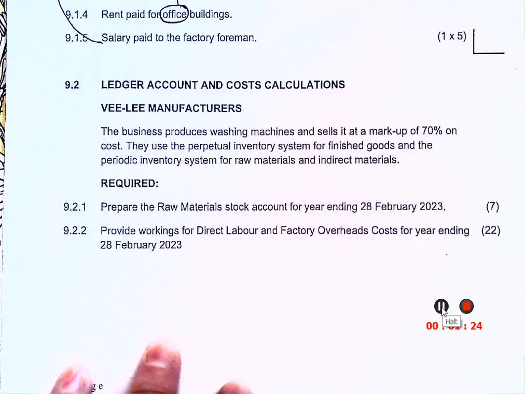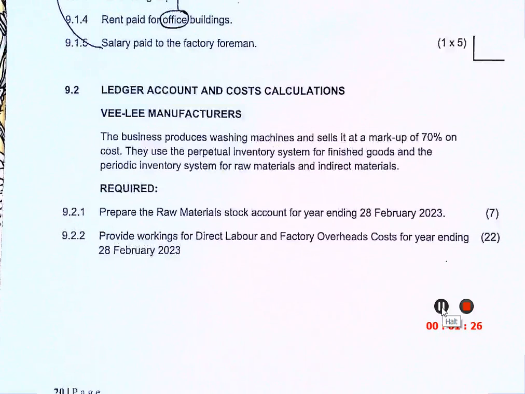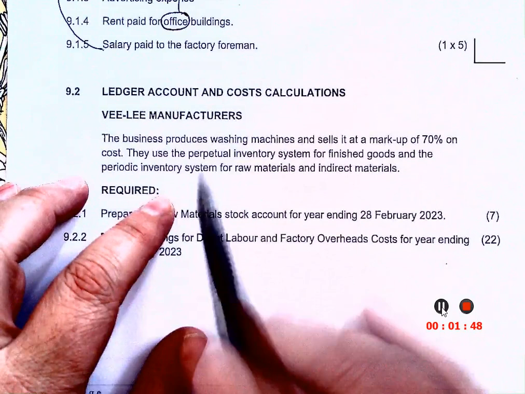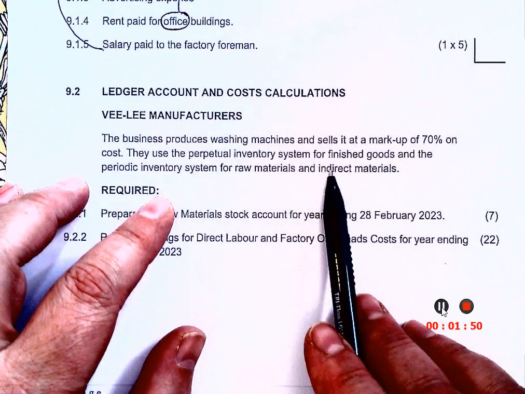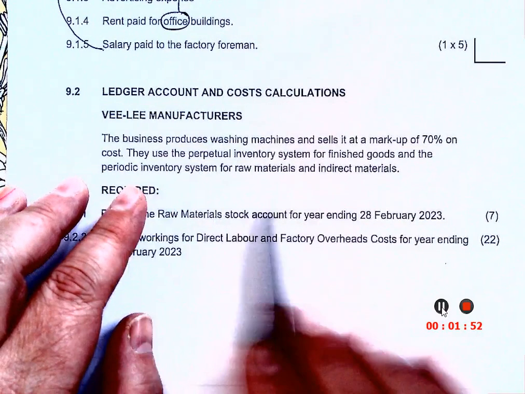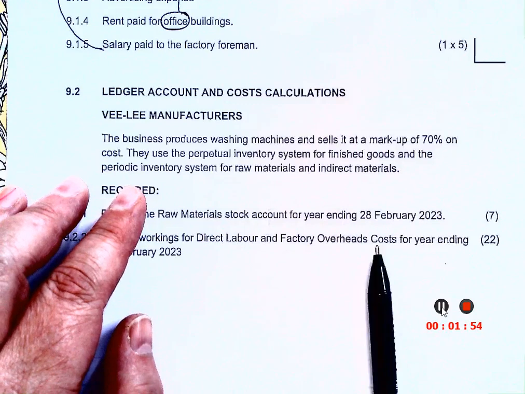So now we talk. Wheelie. Do you think they're selling something that's on wheels? Wheelie manufacturers. They produce washing machines. Wheelie, it's like a wheel, and sells it at a markup of 70% on cost. They use the perpetual inventory. So the next thing we're going to do, can you see here, they say they use the perpetual inventory for finished goods and the periodic for raw material and indirect now.